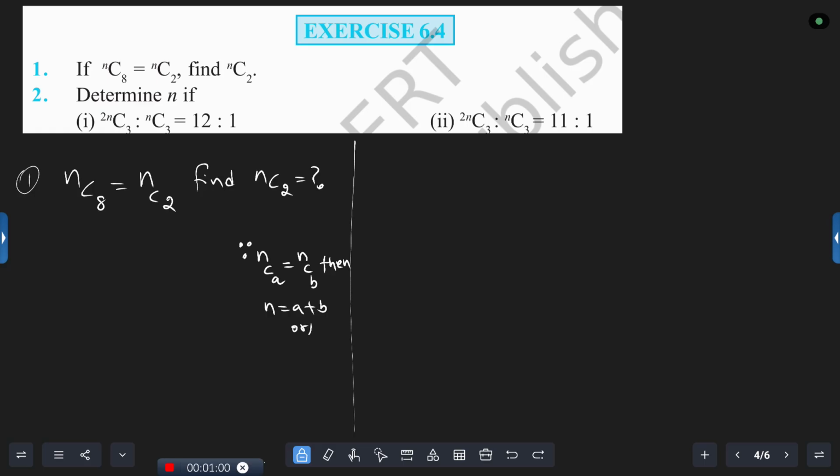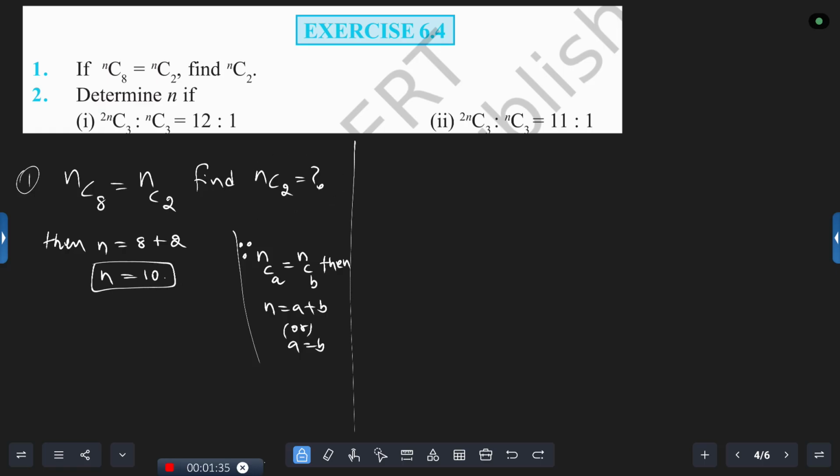So either A is equal to B, but here A and B cannot be equal. So surely N is equal to A plus B only. So N is equal to 8 plus 2. Then N equal to what? 10, with the help of the same formula which I gave in the note pointer. N is equal to 10. After getting N value 10, we can substitute here.